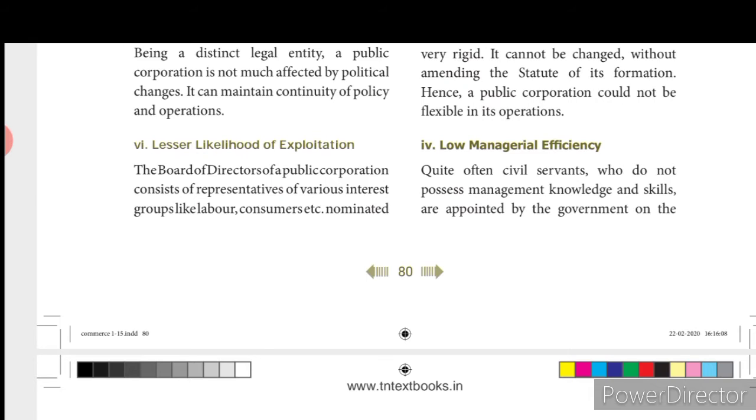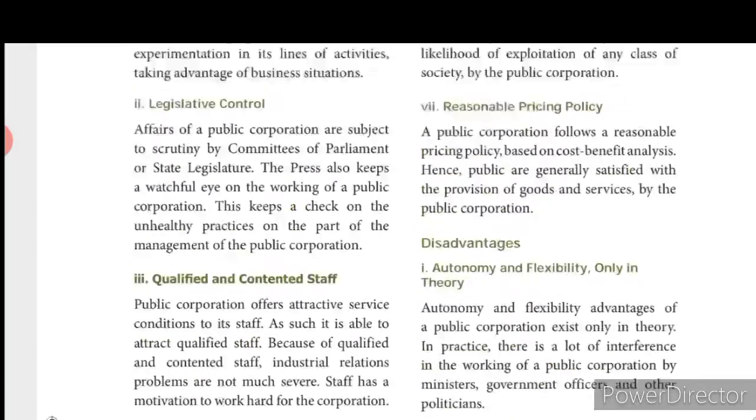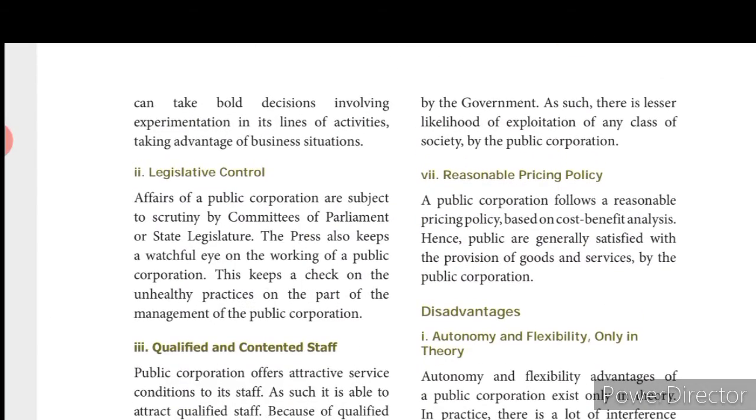So the board of directors for a public corporation actually consists of representatives. It consists of many members from different groups, for the laborers, consumers, and even some nominated by the government also. As such, there is lesser likelihood of exploitation of any class of society by the public corporation. The top people are from the government only. They are appointed by the parliament. So because of this, they are not able to exploit more.